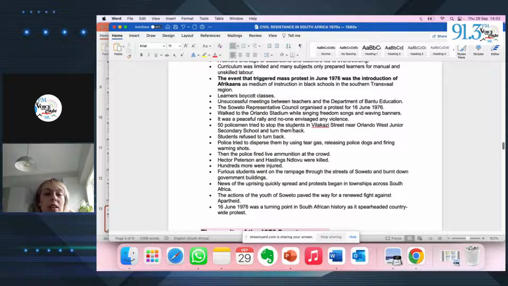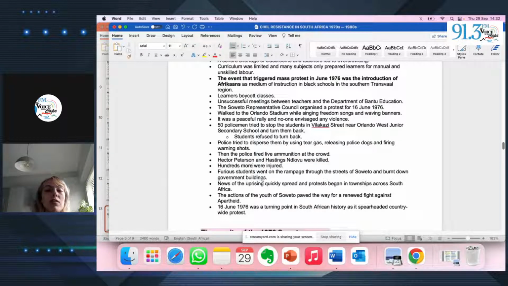Fifty policemen tried to stop the students in Vilakazi Street near Orlando West Junior Secondary School and to turn them back. However, the students refused to turn back. Police tried to disperse them using tear gas, releasing police dogs, and firing warning shots. Then the police fired live ammunition at the crowd. Hector Peterson and Hastings Ndlovu were killed, and hundreds more were injured.